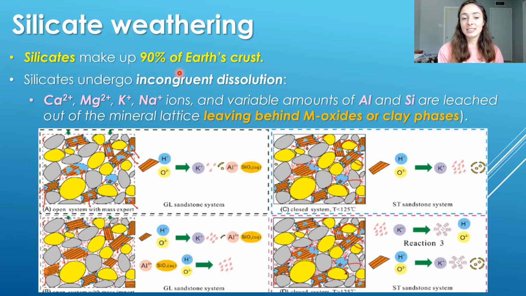And because silicates, specifically due to the silica tetrahedra, undergo incongruent dissolution, remember that that means that different ions are more susceptible to dissolution in the mineral lattice than others. This creates secondary phases when the dissolution or partial dissolution of silicates occurs. So how exactly does this work? Well, silicates that contain calcium, magnesium, potassium, or sodium ions will have those ions plucked and dissolved from their surfaces first, and then variable amounts of aluminum and lastly silicon will be leached out of the mineral lattice, leaving behind metal oxides and clay phases.